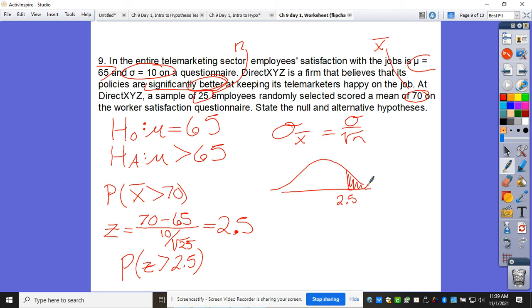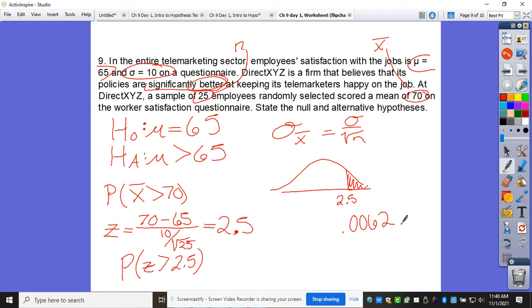Wait, I'm looking for X is supposed to be... If I drew my graph, 65 would be here, and 70 would be somewhere over here. And so that's where this one goes. And then somebody typing it in really quick, what's the probability of over 2.5? So that's going to happen less than 1% of the time.